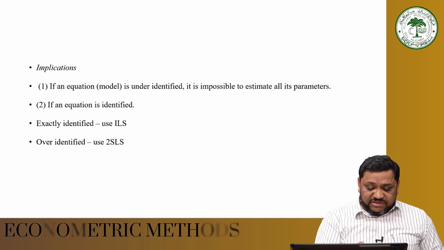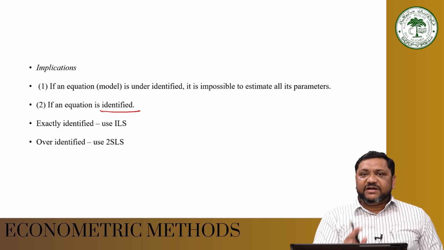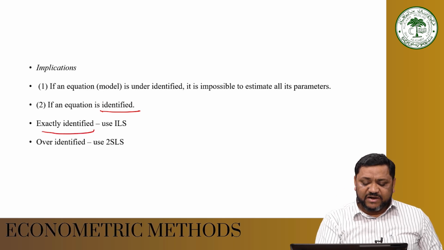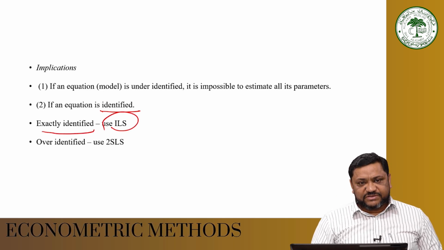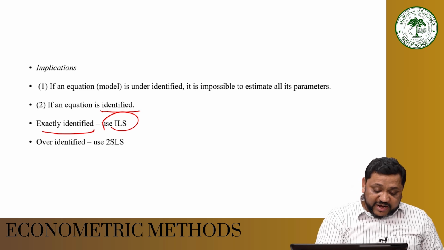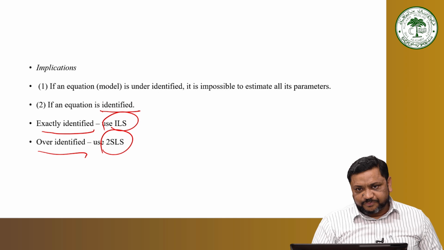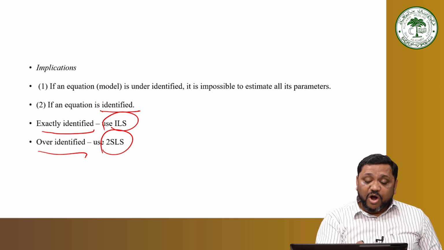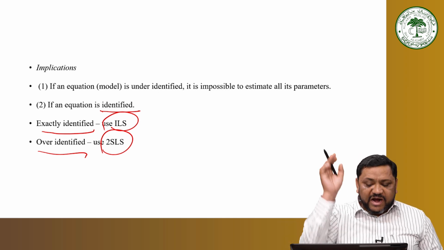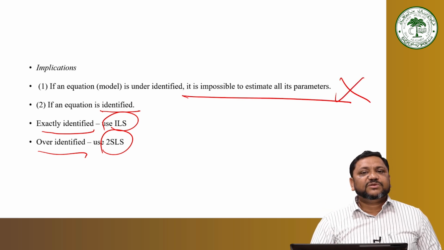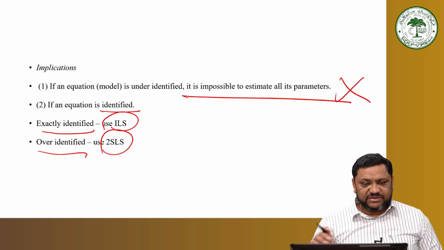So what are the cases? If an equation is identified, there were two cases. If it is exactly identified, we use ILS. If it is over identified, we can use another method, 2SLS. And if the model is under identified, we cannot estimate the parameters in that case.